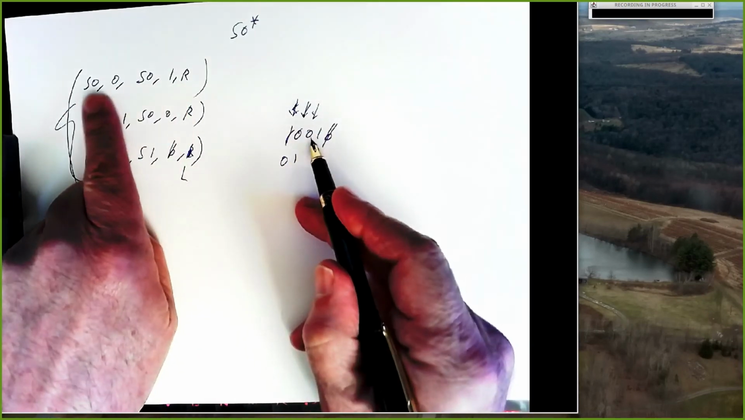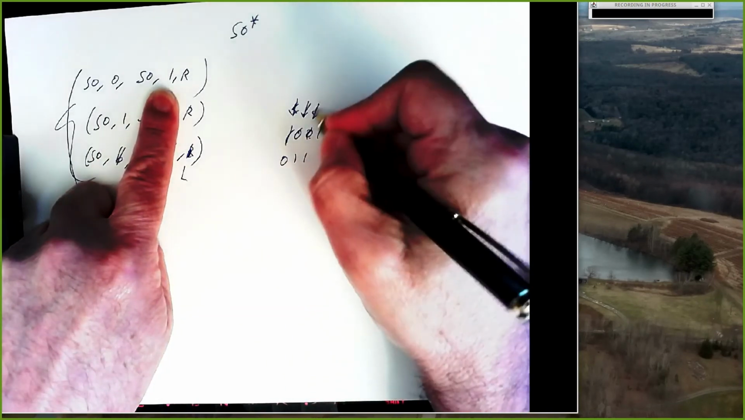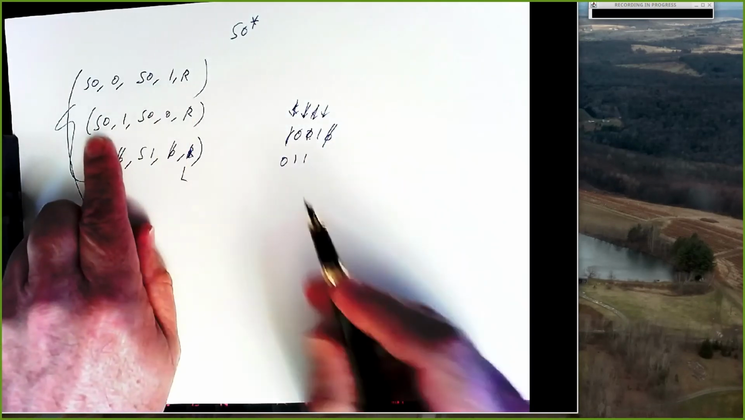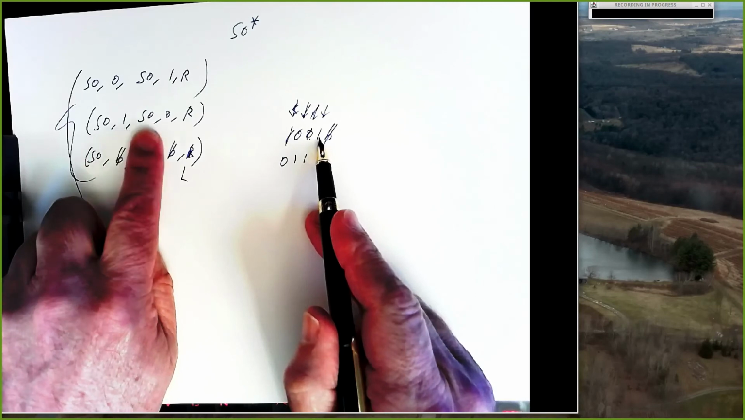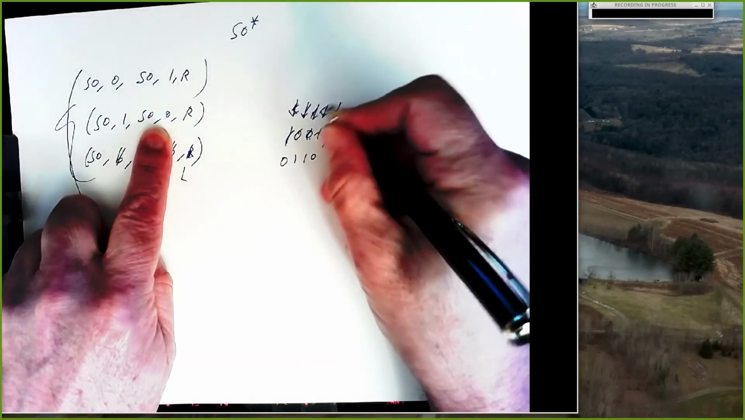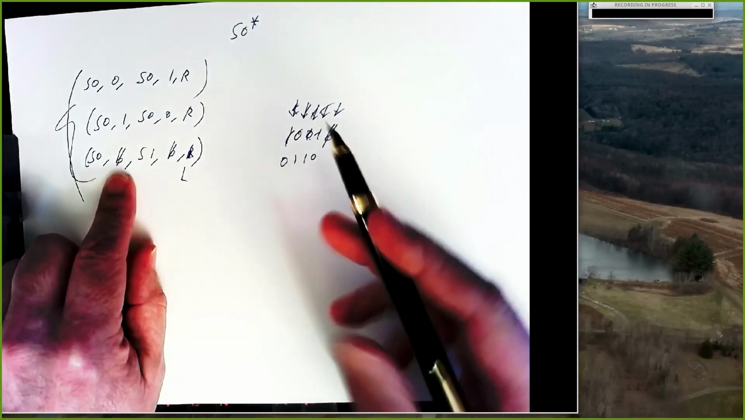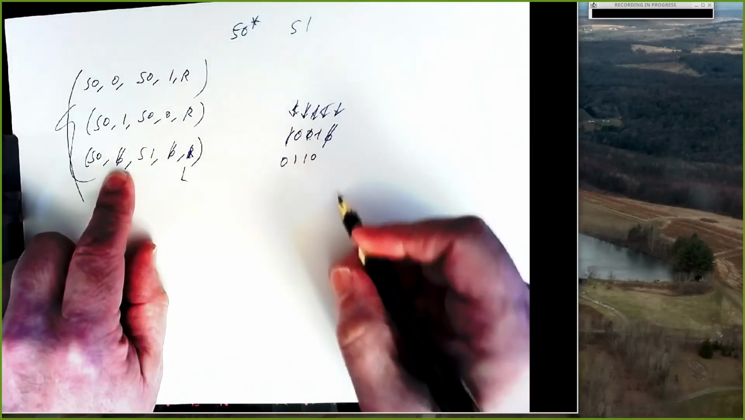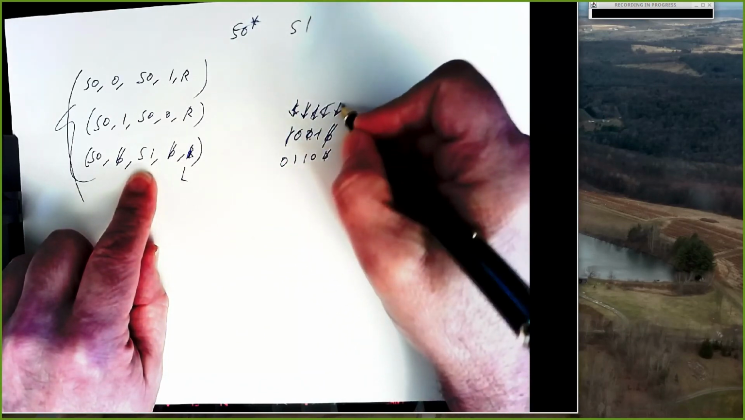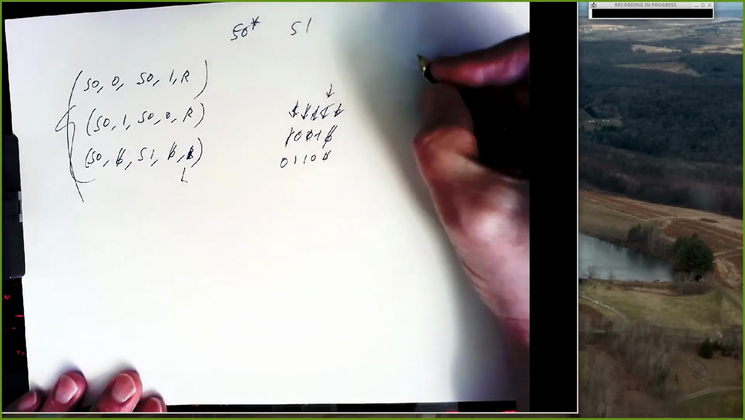We're in state S0 and there's still a 0. Let's stay in S0, write a 1, move to the right. We're in S0 and there's a 1. Let's stay in S0, write a 0, and move to the right. We're in S0 and there's a blank. Let's go to state S1, write the blank, and move to the left. And there is no state S1, so the system halts.